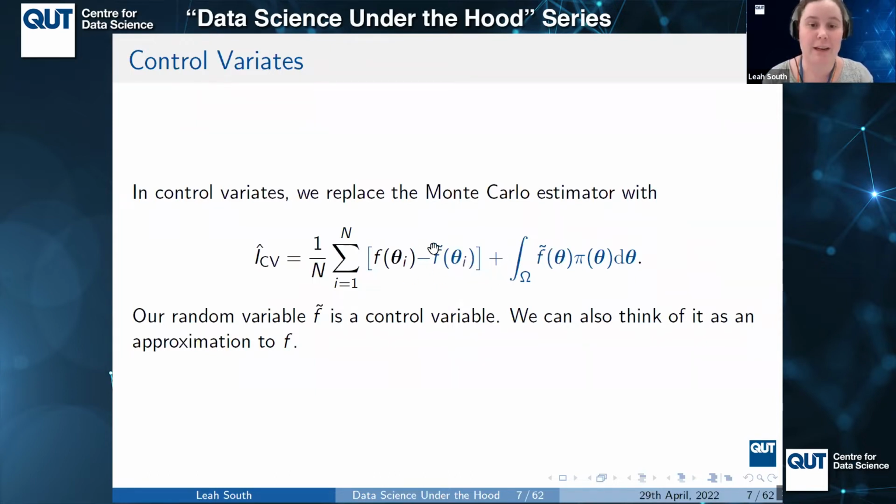So this thing F tilde is a control variate, and you can also think of it as an approximation to F. So we want to get an F tilde or a control variate that gives us an approximation that's very close to F. But the difficult thing is that we actually need to be able to evaluate this. And the whole reason we're doing this is so that we can estimate the expectation of F. So getting the expectation of F tilde with respect to pi is also typically challenging, and that's the main challenge with control variates.